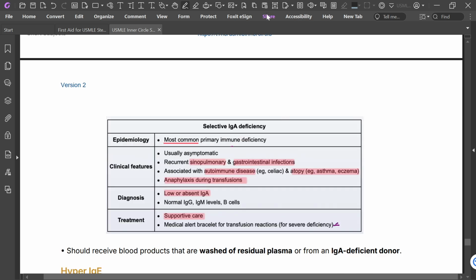Now look at this box, selective IgA deficiency. Most common primary immune deficiency, usually asymptomatic. Recurrent sinopulmonary and GI infection, autoimmune disease, celiac, atopy, asthma, anaphylaxis during transfusion. Low or absent IgA, normal IgM and B cells. Supportive care, medical alert bracelet for transfusion reaction in severe deficiency.